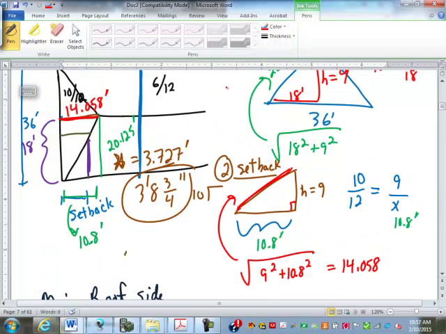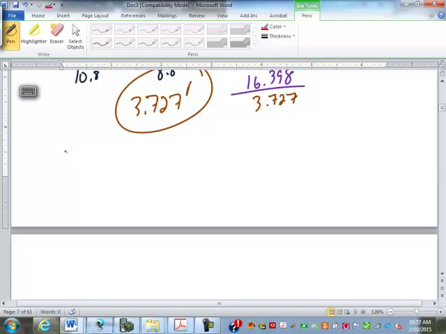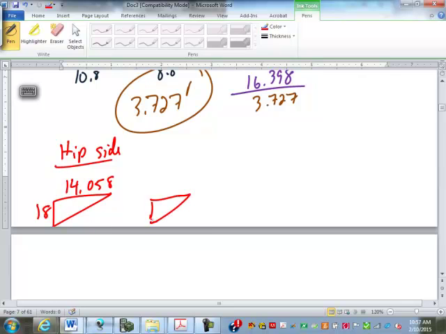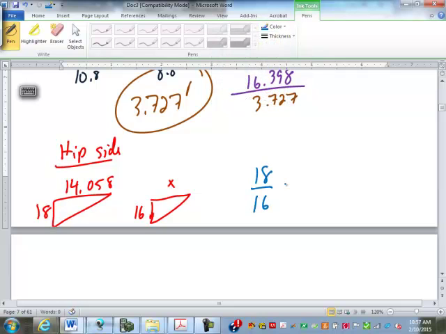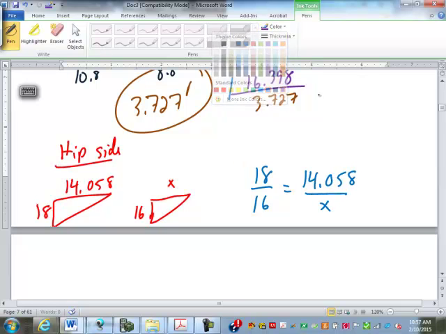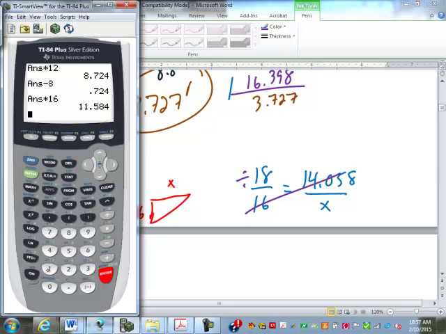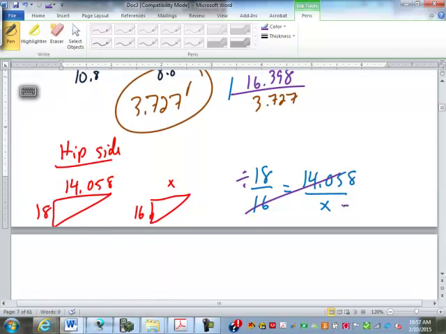So now we need to find this one here. We've got the 14.058 and the 18. This is the hip side. 14.058 and 18. The next one's going to be at 16 because of the 2 foot spacing, and that'll be our X now. So 18 goes to 16 as 14.058 goes to X. We shall cross multiply and divide. 16 times 14.058 divided by 18 is 12.496.